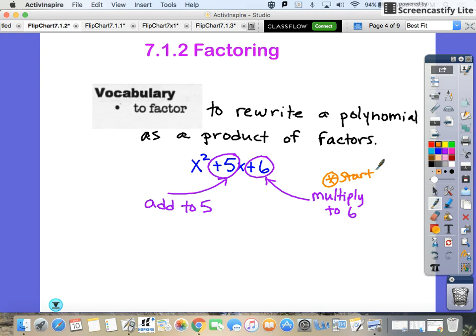So for example, things that multiply to 6 are 1 and 6, as well as -1 and -6, 2 and 3, as well as -2 and -3. Now, the thing that also adds to 5 is 2 and 3. That's the set that adds to 5. So this would be factored to x plus 2 times x plus 3. If you were to put this into the box, or if you were to FOIL this, you would end up with x squared plus 5x plus 6.